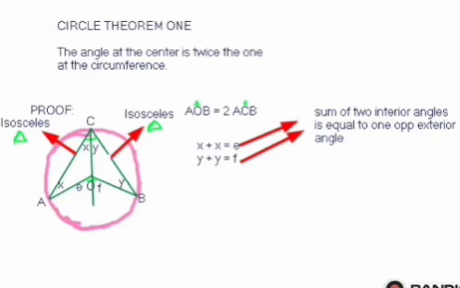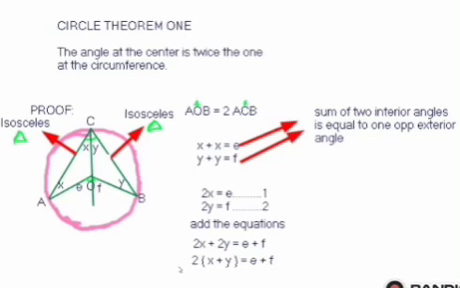So we are going to simplify these equations. S plus S is 2S, equal to E, which is equation 1. Y plus Y is 2Y, equal to F, which is equation 2. We go on and add the two equations: 2S plus 2Y equals E plus F. Two is common, so we factor out 2: 2 into bracket S plus Y equals E plus F.